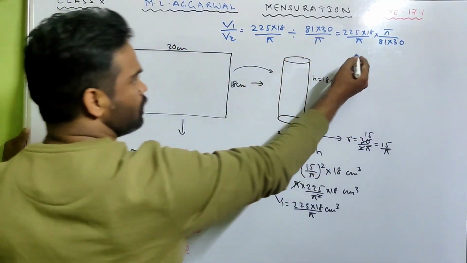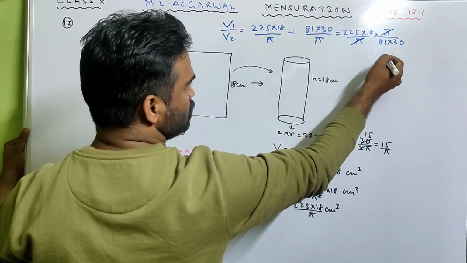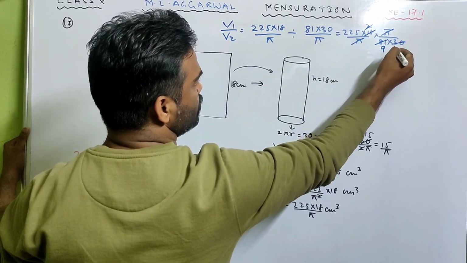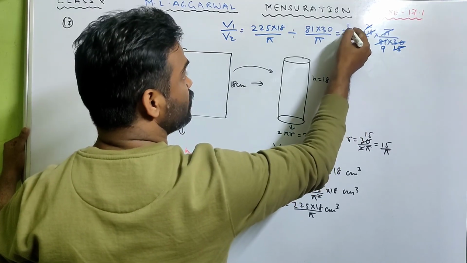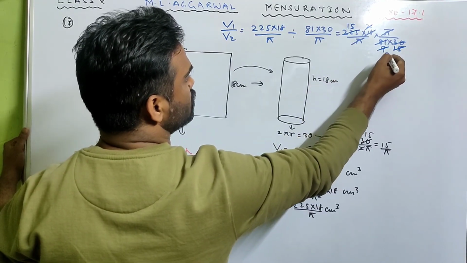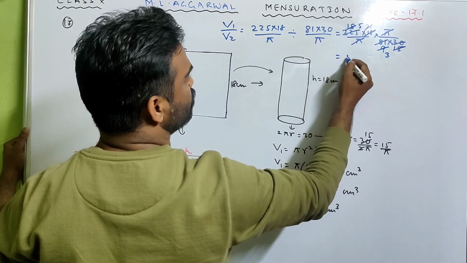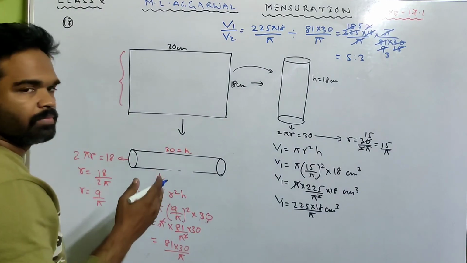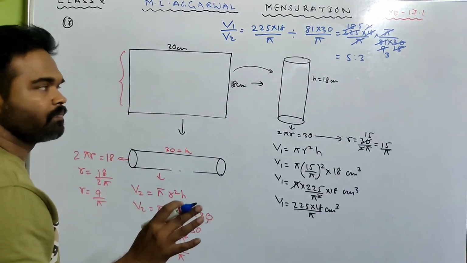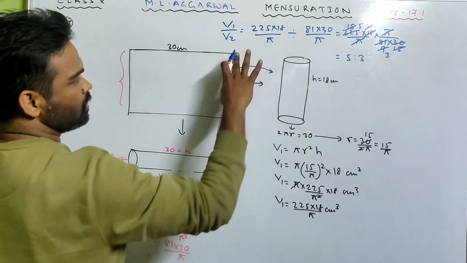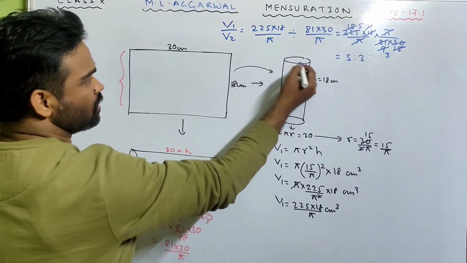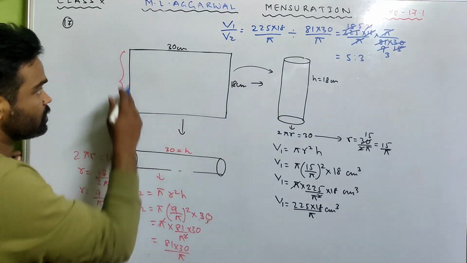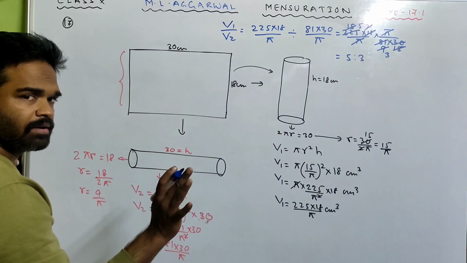Yes or no? Pi cancels out. 9, 2 times, 9, 9 times. 2 1 time, 2 15 times. 15 1 time, 15 15 times. 3 times, 3 5 times, which is 5 is to 3. Yes or no? 5 by 3, which means the ratio of the volume will be 5 is to 3. Step by step. This was the most important thing. In this case, the height becomes 18 and this circumference becomes 30. In this scenario, the height becomes 30 and the circumference becomes 18. Clear hai?